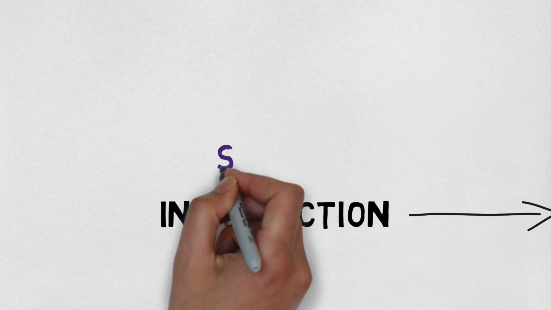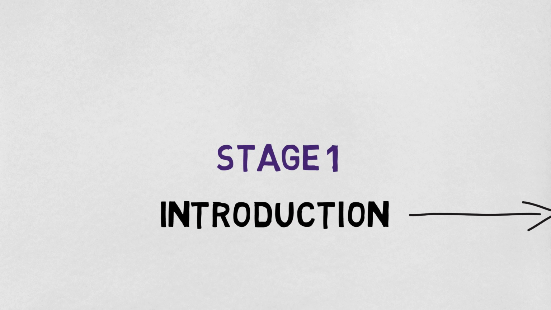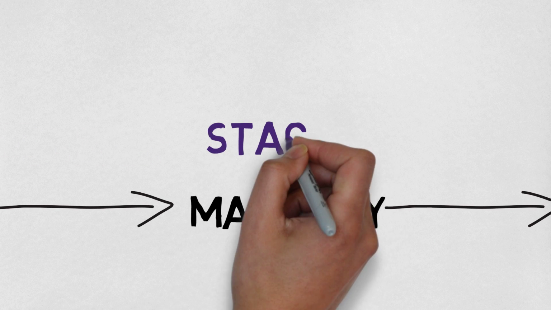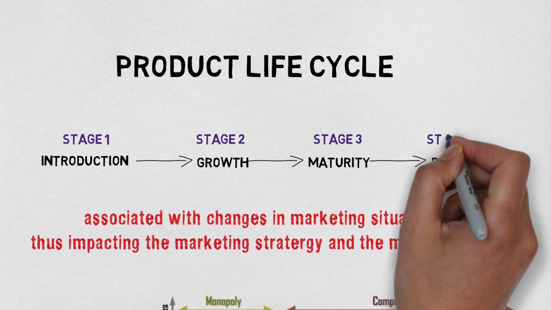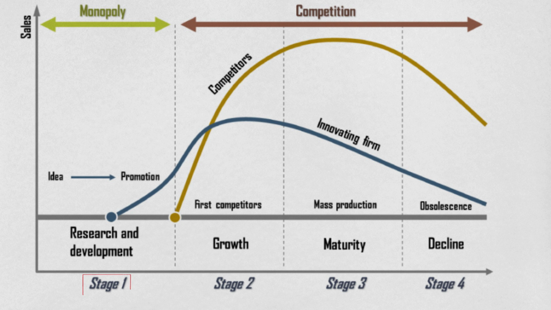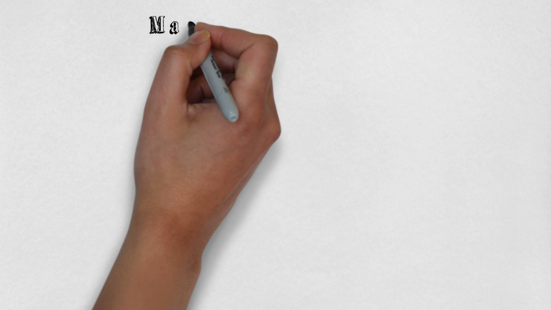There are 4 stages in the product life cycle. Stage 1, introduction. Stage 2, growth. Stage 3, maturity. Stage 4, decline. Let's look at each in detail with the application of BlackBerry's example to better understand the process. Stage number 1, market introduction.